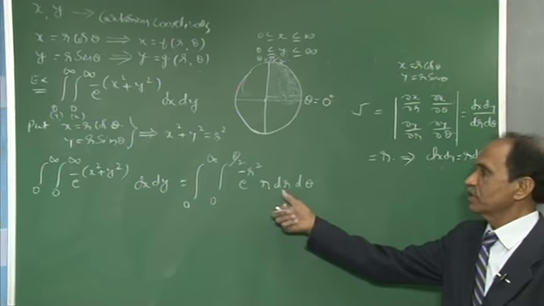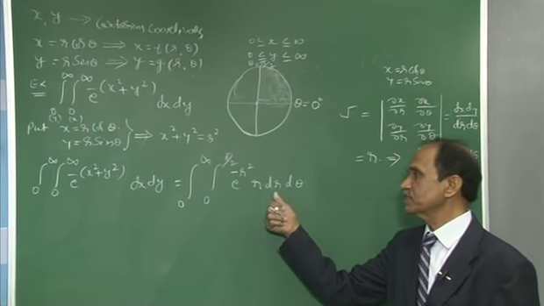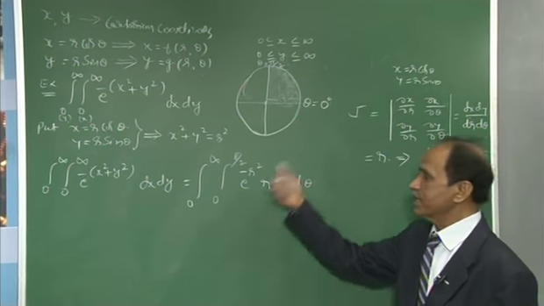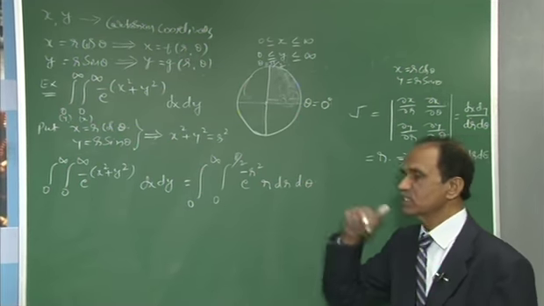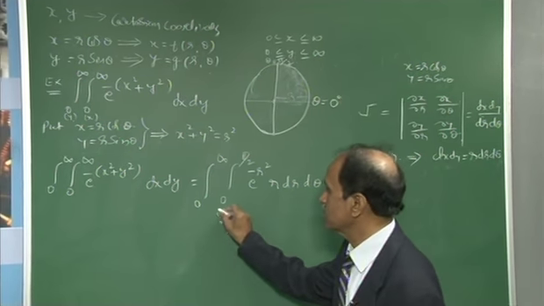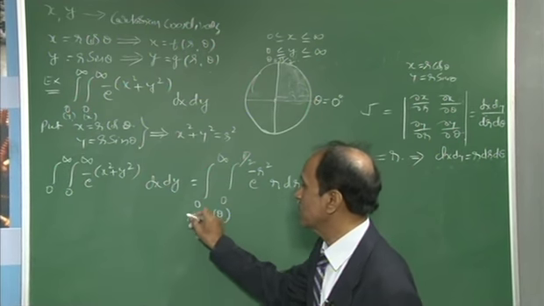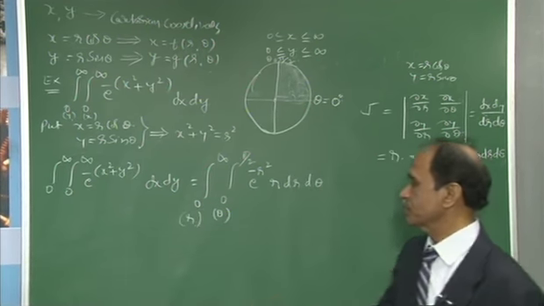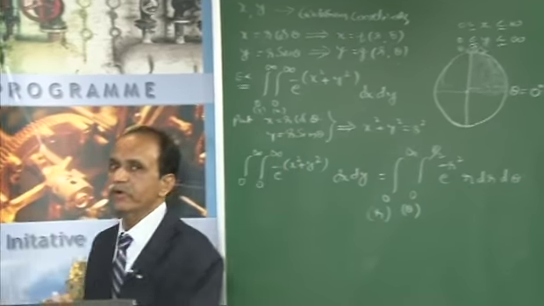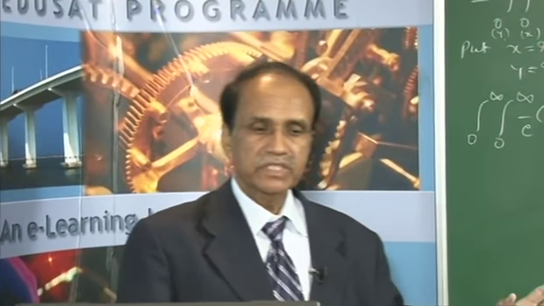That means this double integral clearly conveys that you have to perform the integration first with respect to r, treating theta as constant, and next with respect to theta, treating r as constant. You can indicate theta from 0 to pi by 2, and r, the length of the radius vector, between these two limits. So you have to perform the innermost integration first, then the outermost integration.